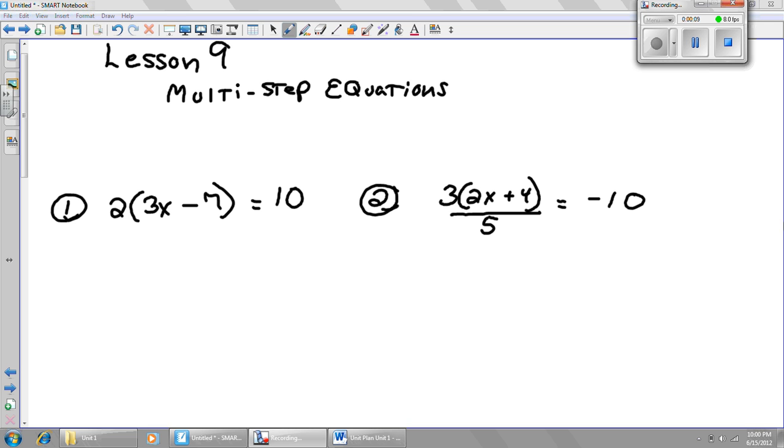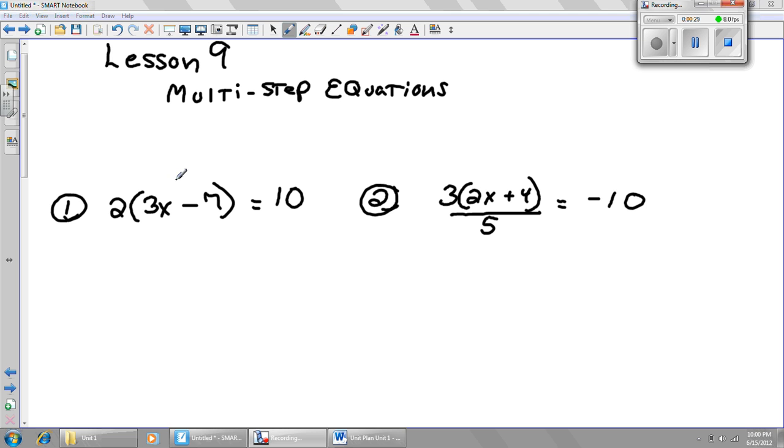This one won't be as long. There's only 4 problems. I'm not going to do an extra practice problem video. We'll be getting more practice in class. But let's get right down to it. We have a situation like this: 2 times the quantity of 3x minus 7 equals 10. Remember, we can't just add 7.